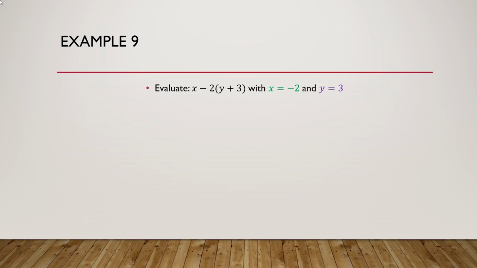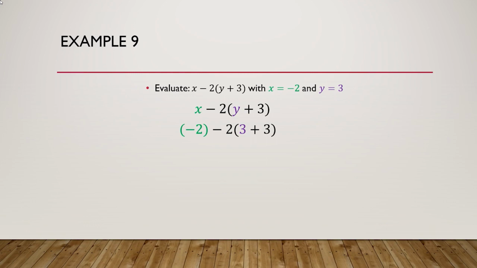So here they're telling you to evaluate. So whenever you evaluate, what you want to do first is you want to rewrite the expression, or rewrite whatever you're plugging into. So that would be x minus 2 parentheses y plus 3. Next step would be to substitute. If you see a negative number, substitute using parentheses. If it's just a positive number, then you can just substitute it in. The key is to be consistent with your operations.